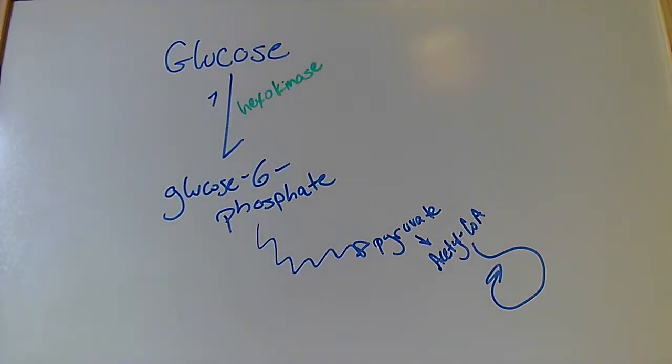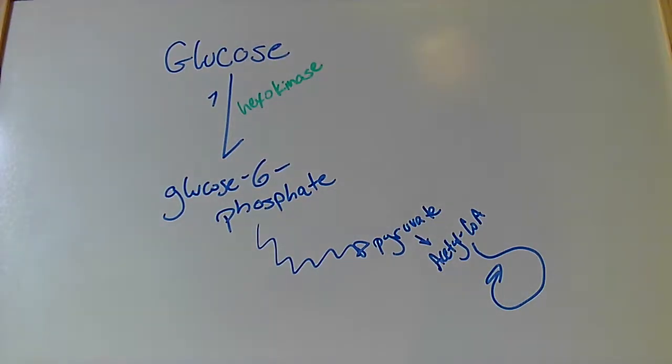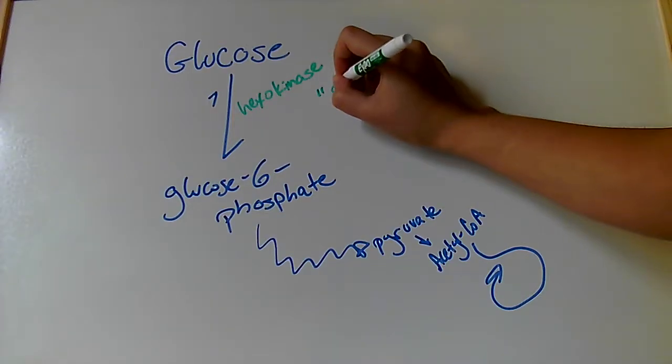Another way that the liver is able to provide the body with energy in times of starvation is by having a different isoform of this particular enzyme, right? So we talked about how the liver can have a different receptor isoform. Why can't it have a different enzyme isoform? And indeed it does. So the liver isoform of hexokinase is known as glucokinase.